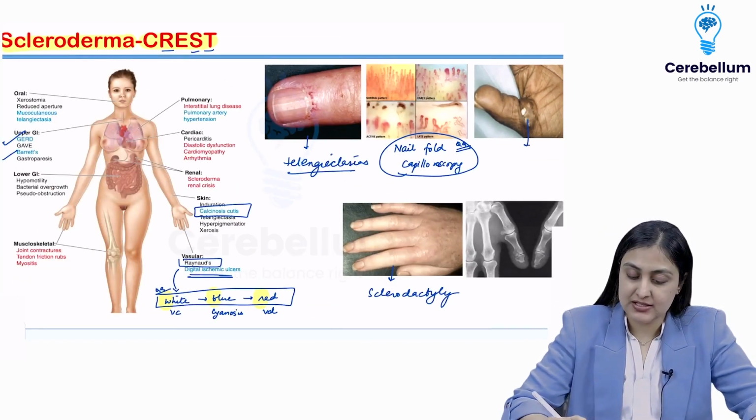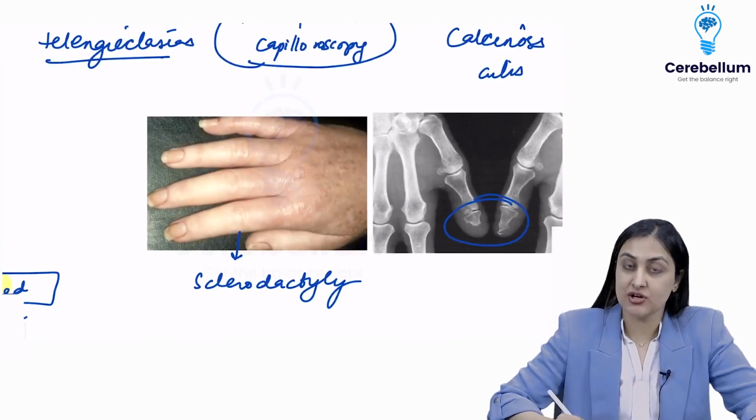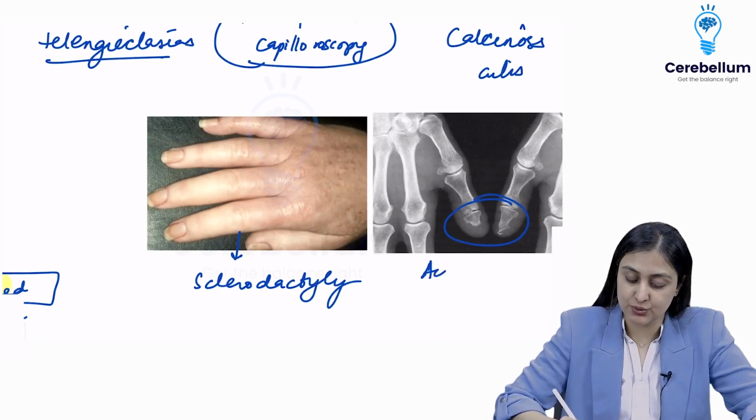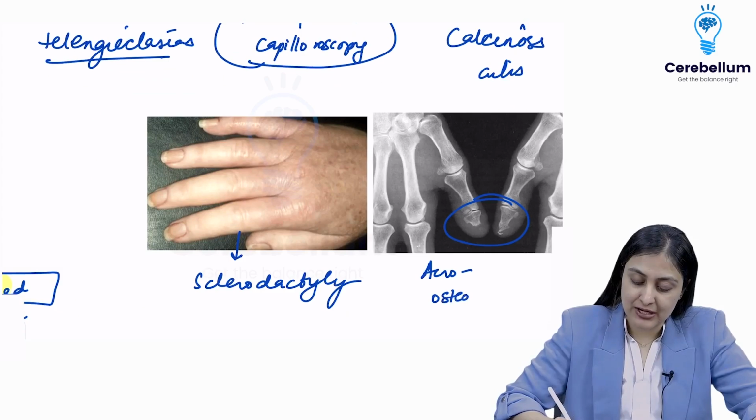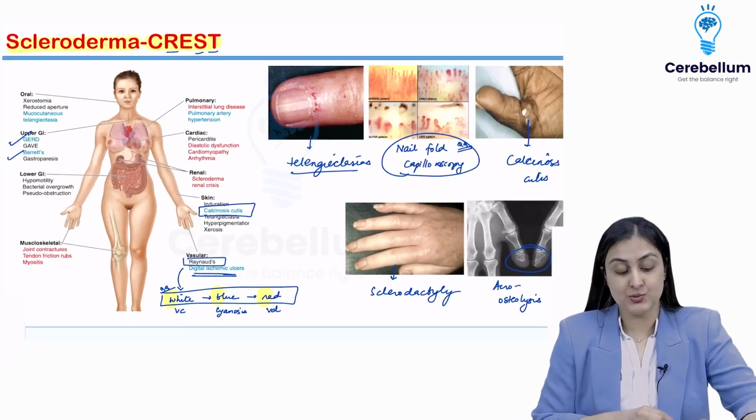What you are seeing here is calcification. So this is calcinosis cutis. This is sclerodactyly, and as a radiological finding, you will see the destruction of the distal phalanges, known as acro-osteolysis. Okay, so these are all of the images that could be asked with scleroderma.